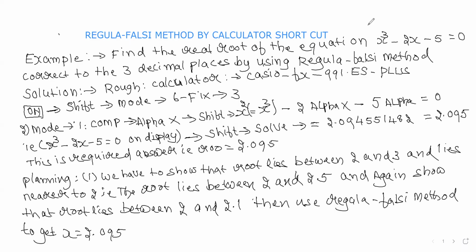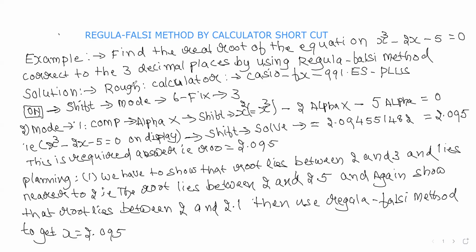Today we can solve the problems of regula falsi method by calculator shortcut. Example: find the real root of the equation x cube minus 2x minus 5 equal to 0, correct to 3 decimal places by using the regula falsi method. My dear students, solution. This is a rough.